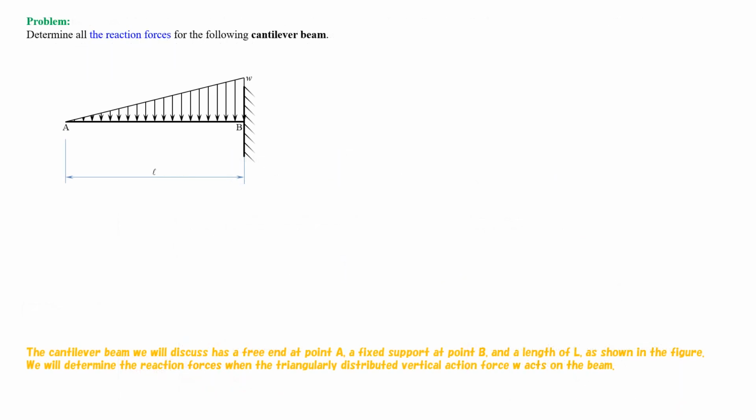The cantilever beam we will discuss has a free end at point A, a fixed support at point B, and a length of L, as shown in the figure. We will determine the reaction forces when the triangularly distributed vertical action force, W, acts on the beam.